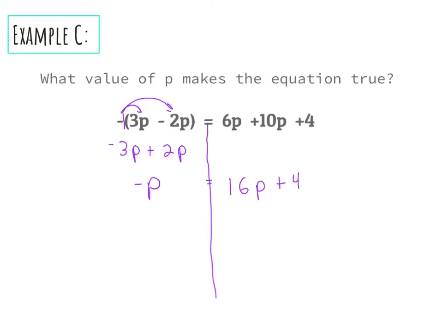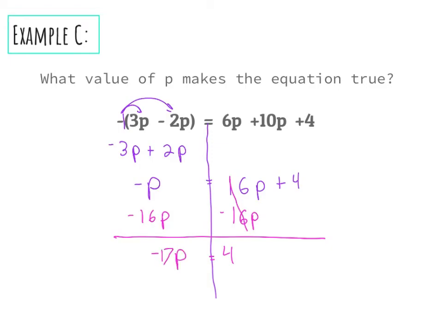variables on the other. So I'm going to subtract 16p from one side, subtract 16p from the other side, draw my line to separate my step. 16 and -16 are going to cancel. Bring down my positive 4. -1p and -16p are going to give me -17p. So I'm going to go ahead and write that down.